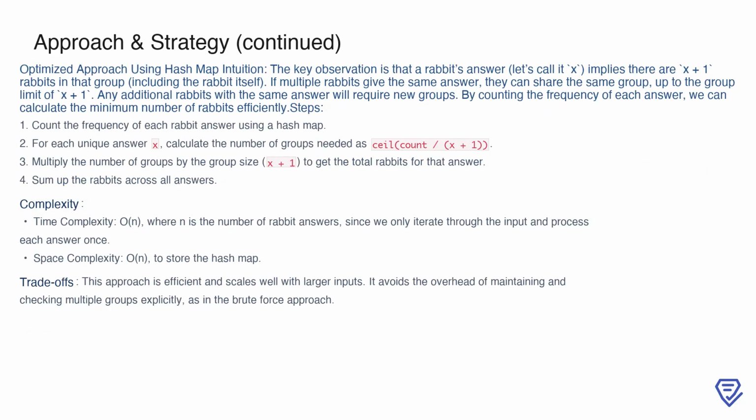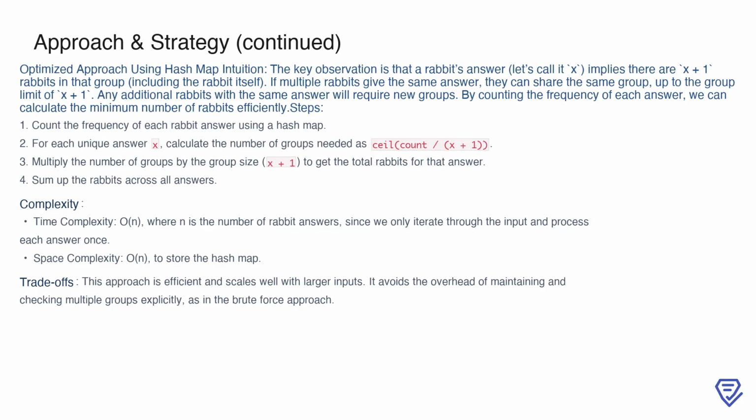A more efficient solution leverages an optimized approach using a hash map. The insight here is that if a rabbit says there are X other rabbits of the same color, they collectively form a group of size X plus 1. Rabbits with the same answer can share a group, but only up to this group size. If the number of such rabbits exceeds X plus 1, additional groups are required.